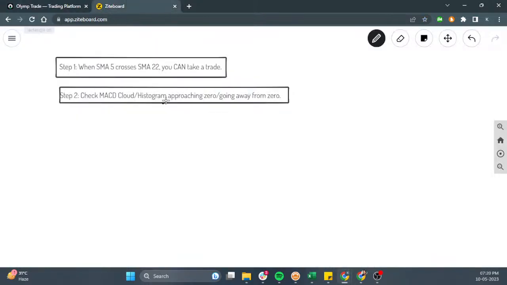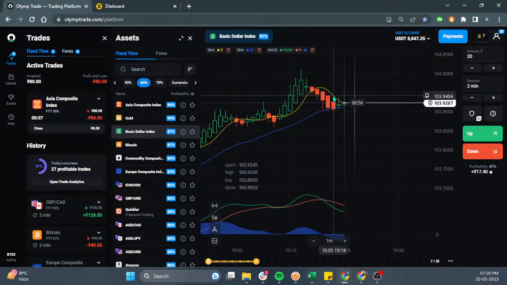In case it is not, you can always remember these two steps. Wherever you find SMA5 crossing SMA22, you can take that as an opportunity. And if the cloud or the histogram supports that trend, you can definitely open a trade over there. But still, you are all aware no strategy is 100% accurate. So be conscious, be wary of the amount you're investing in the trade, because that way you can save yourself from huge losses. Okay? Any doubts, any question, let me know. I'll be more than happy to answer them and help you guys. Okay?